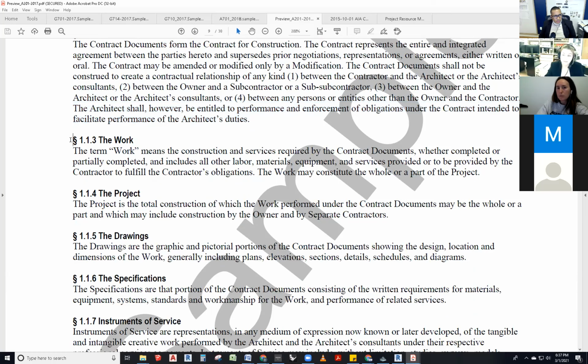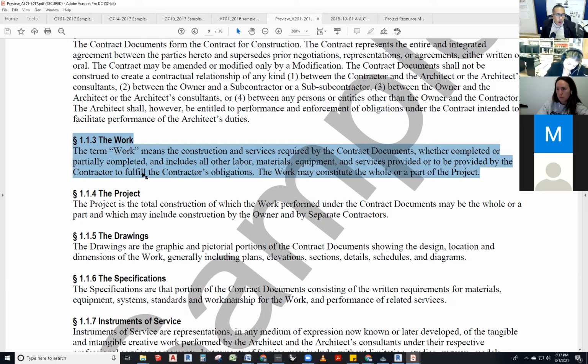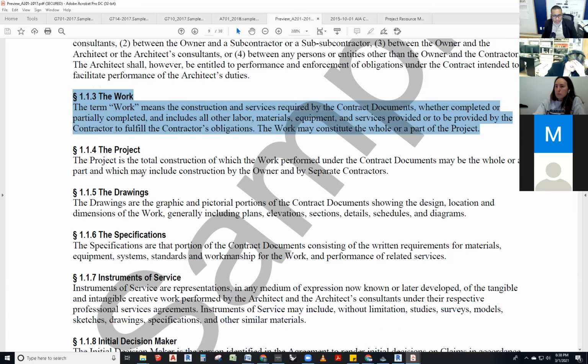The work. The term work means the construction and services required by the contract documents, whether completed or partially completed, and includes all other labor, materials, equipment, and services provided or to be provided by the contractor to fulfill the contractor's obligations. The work may constitute the whole or a part of the project. A little bit or a lot.